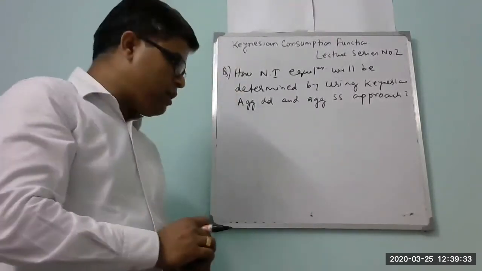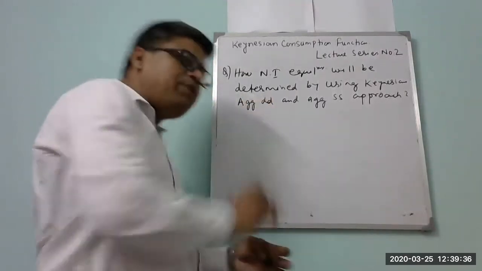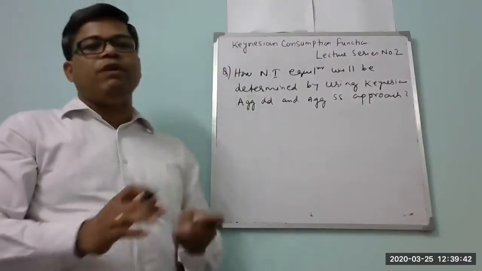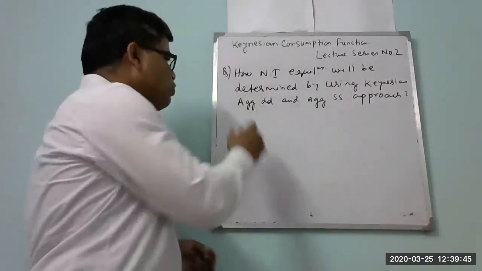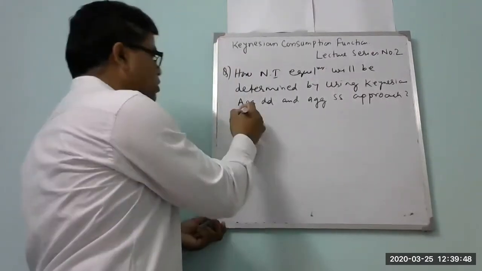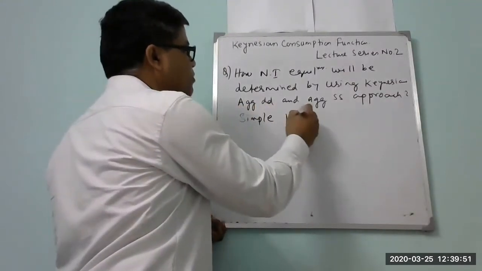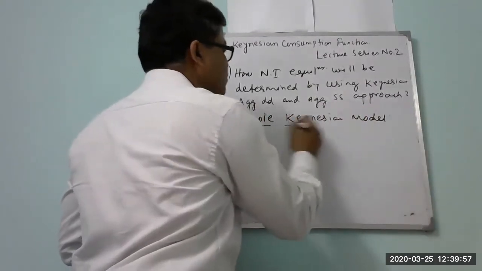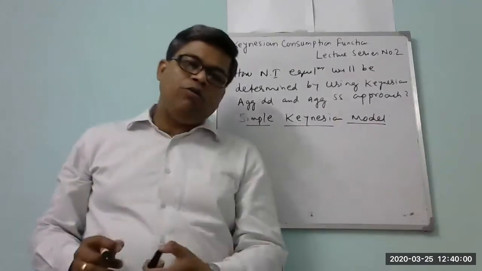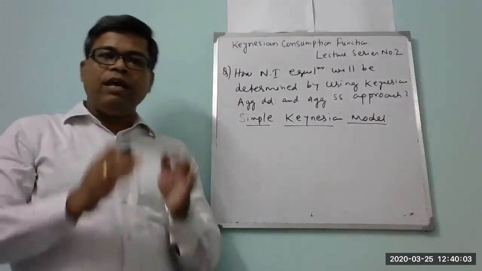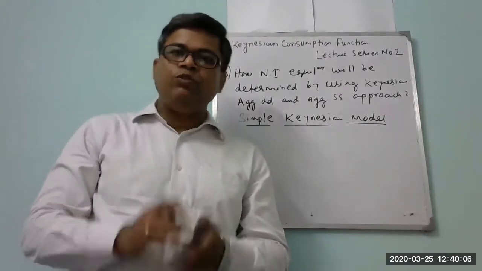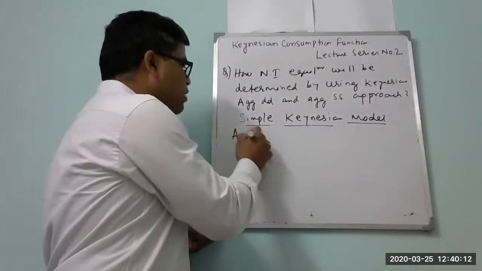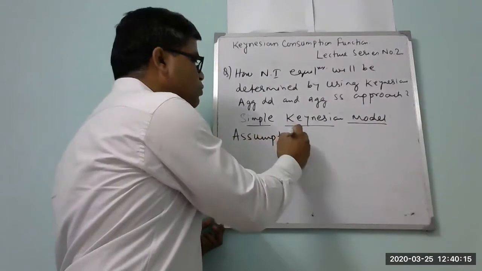So let's start with the simple Keynesian model, through which we shall describe the equilibrium level of national income. Now, for each and every model, there are certain assumptions, so we must follow those assumptions. Let's start with the assumptions of this approach.